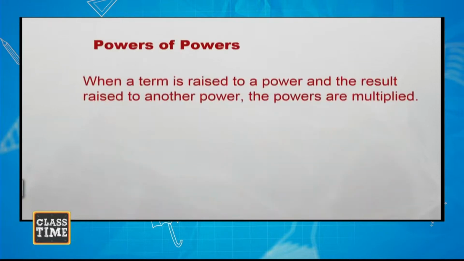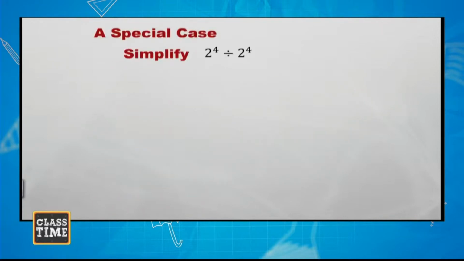All right. So recapping now, when a term is raised to a power and the result raised to another power, the powers are multiplied. We would have just looked at that. A special case, we are asked now to simplify 2 raised to the 4th power divided by 2 raised to the 4th power.